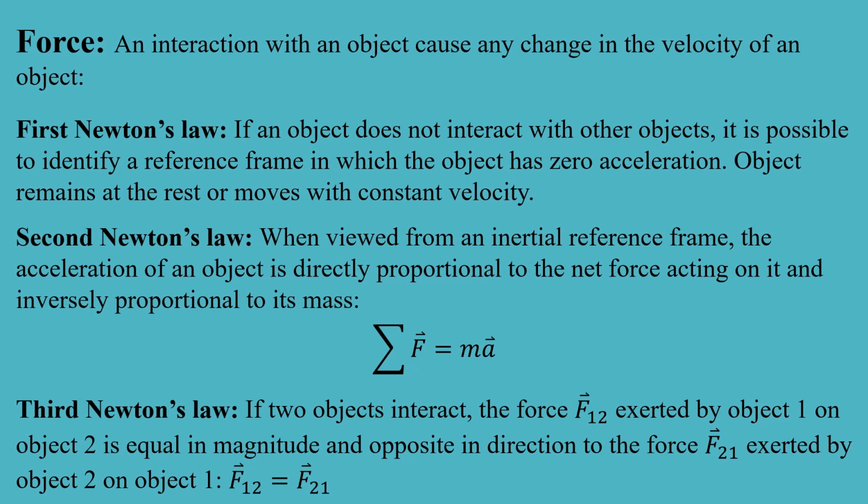Newton's third law says if two objects interact, when one object applies a force to the other, the other applies the same force, with the same magnitude but in the opposite direction. It's telling me there should be a minus F here. Now let's look at a couple of examples.